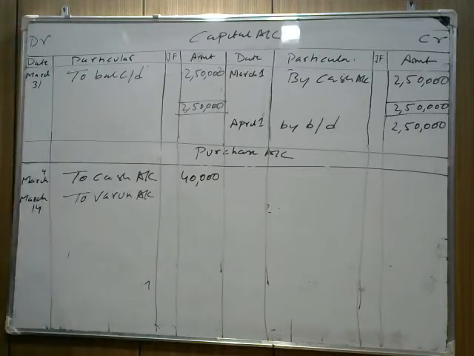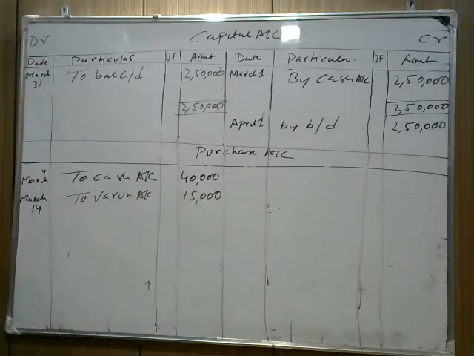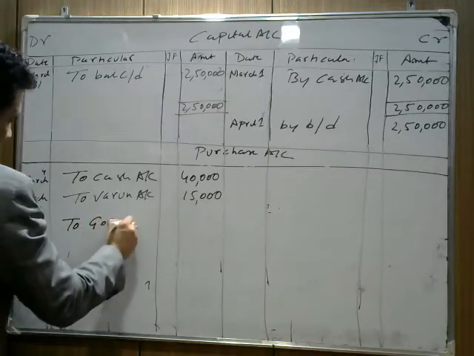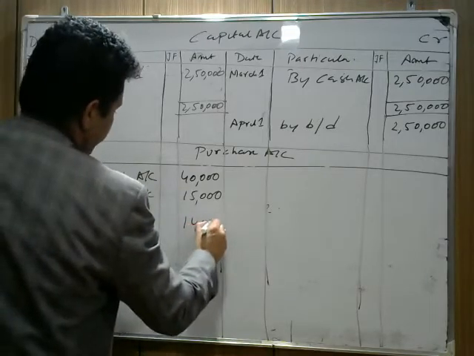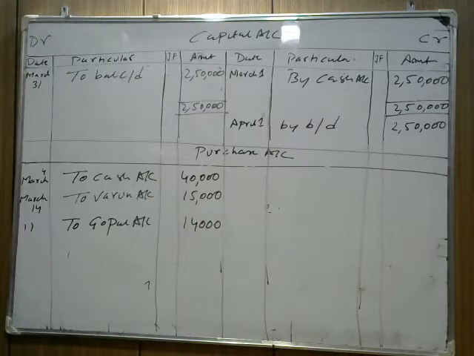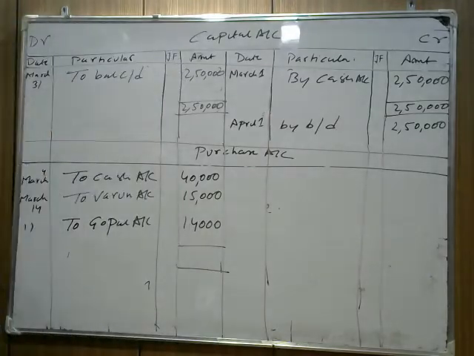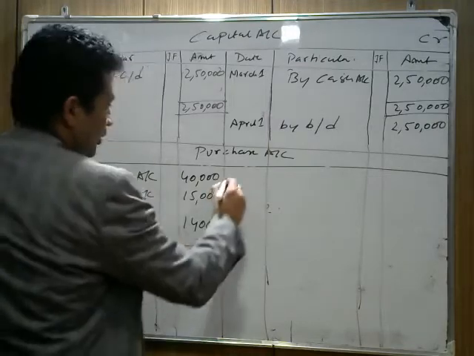And you purchase goods worth rupees 15,000. And one more thing here: on the same date, March 14, you purchase goods from Gopal, so we write to Gopal account because you purchase goods from Gopal, costing rupees 14,000. There are no other transactions in that, so we total it: 40 plus 15 plus 14 is 69,000.